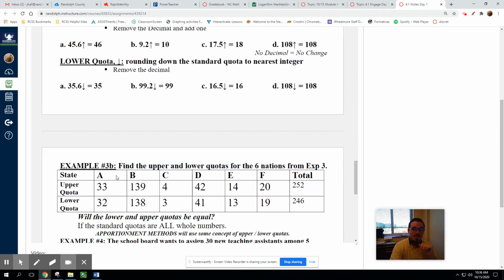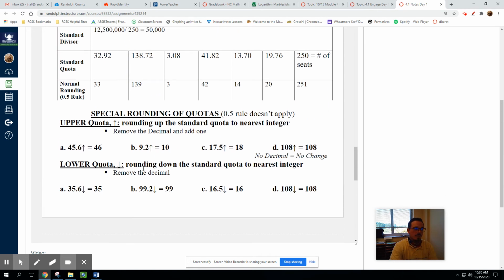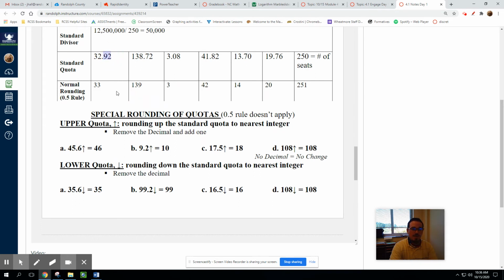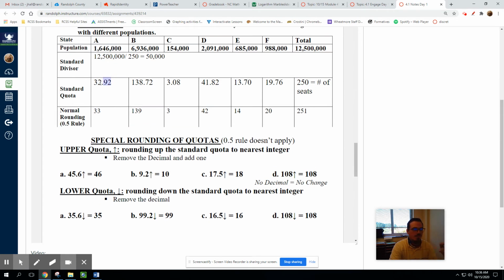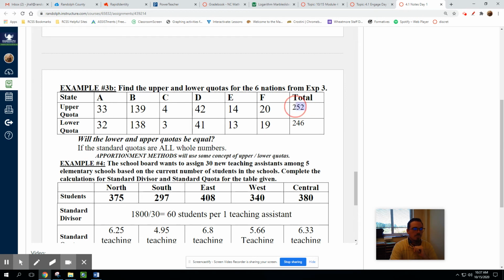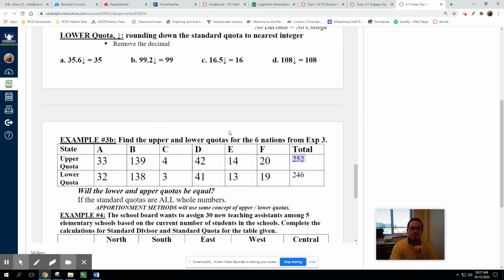So state A would go up to 33. Again, it doesn't matter. And I'll look at this and then I'll go back down and verify. Round every number up regardless. So 33, 138, 4, 42, 14, and 20. The problem there is I get 152.